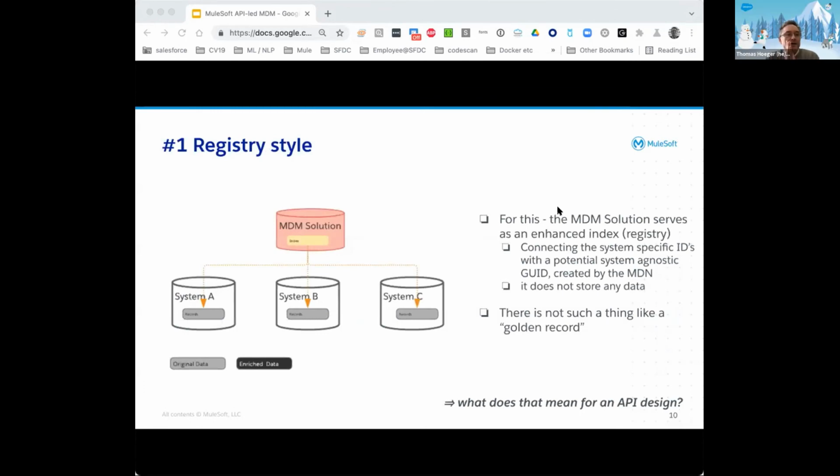So to start with the first style, registry style, Frank already mentioned this is kind of the easiest style in the beginning because the key thing is you build up just a registry which knows where the data are. And one thing here is that this registry style solution may have some metadata about which of the sources is more trustful, has more priority, but it does not store any data in itself. And how does that look in an API-led approach? How would it fit in?